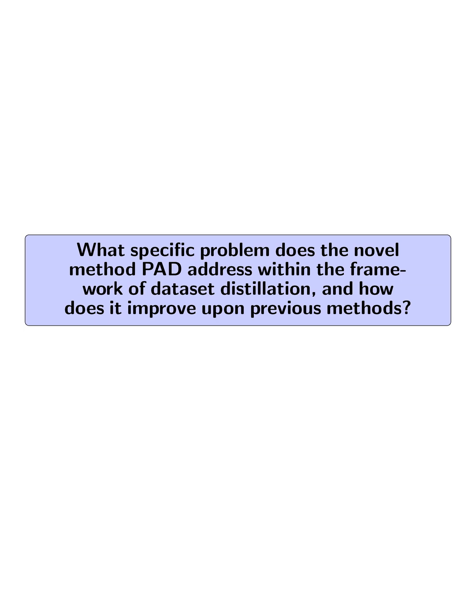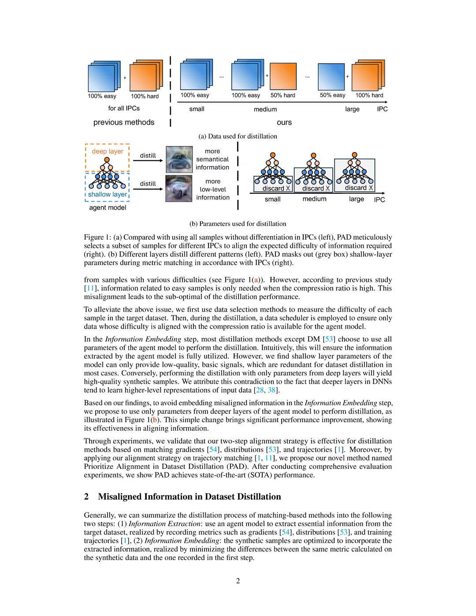What specific problem does the novel method PAD address within the framework of dataset distillation, and how does it improve upon previous methods? The novel method, Prioritize Alignment in Dataset Distillation (PAD), addresses the specific problem of misaligned information during the dataset distillation process, particularly in the two steps of information extraction and information embedding.